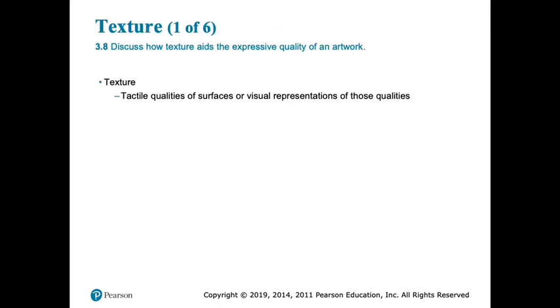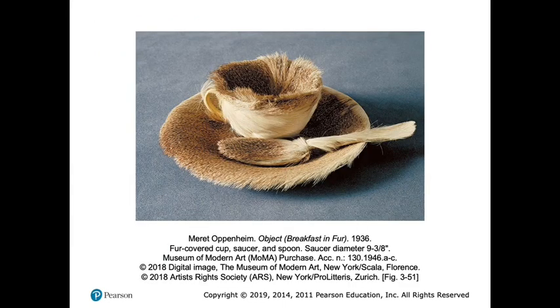So the next element is texture. Texture is something that you have to touch. The tactile quality of a surface is the texture. Textures can be real textures, like this artwork by the surrealist artist, a breakfast in fur. You can see it's a real three-dimensional object, and it's a physical texture that we have here.